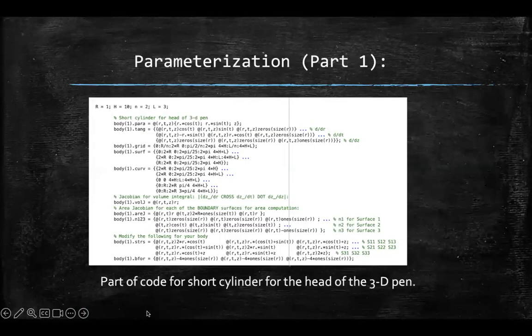So here, this shows my parameterization part 1. This is the part of the code for a short cylinder for the head of the 3D pen. The code is the same as from previous weeks, but for this week's project, I had to add in the code for the body b4, which is for the body force.